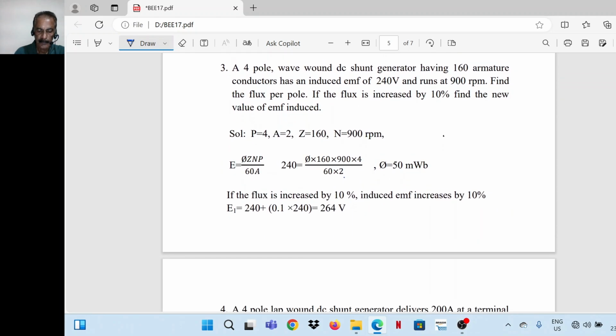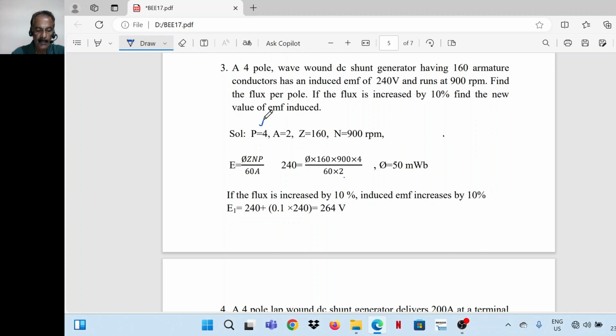Next. A 4-pole wave-wound DC shunt generator having 160 armature conductors has an induced EMF of 240 volts and runs at 900 rpm. Find the flux per pole. If the flux is increased by 10%, find the new value of EMF induced.